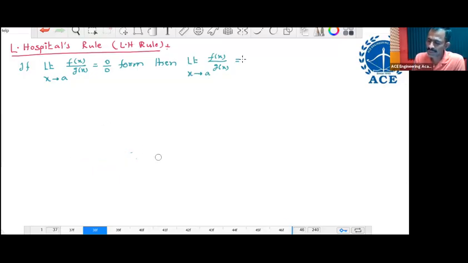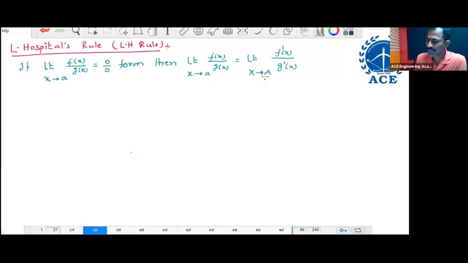Limit x tends to a. The derivative of the numerator function is, let us suppose, f dash of x. The derivative of the denominator function is g dash of x. Now, after finding the derivatives, we get a new function here. It is the old function, and it is the new function. After getting the new function, we observe this function value at a point A.